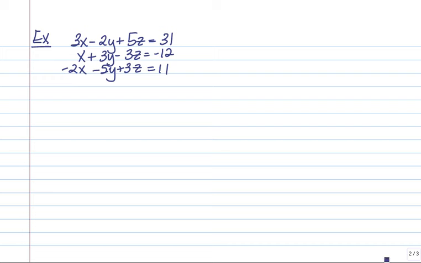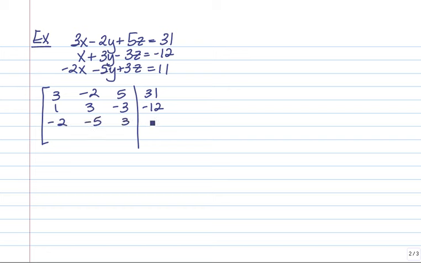So let's look at a specific example. We have the system 3x minus 2y plus 5z is equal to 31, x plus 3y minus 3z equals negative 12, negative 2x minus 5y plus 3z is equal to 11. The augmented matrix that we're going to have to enter is 3, negative 2, 5, 31, 1, 3, negative 3, negative 12, negative 2, negative 5, 3, and 11.